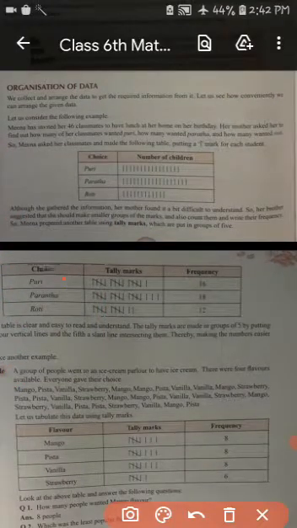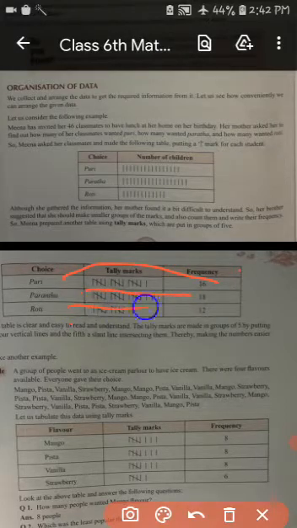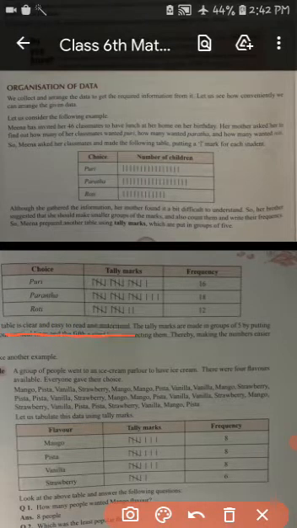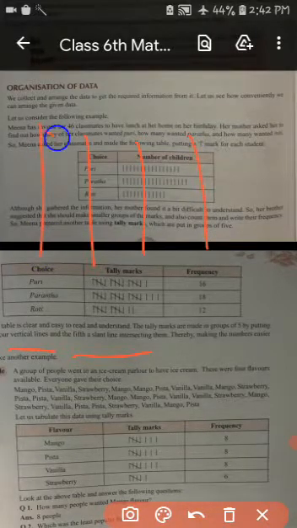Now the choices: puri, paratha and roti. Tally marks, and write here the frequency. Puri is 16, paratha 18 and roti is 12. The table is now clear and easy to read and understand. The tally marks are made in a group by putting a vertical line, and the fifth a slant line, like this. 1, 2, 3, 4 are vertical lines and the fifth line is the slant line. Okay students.